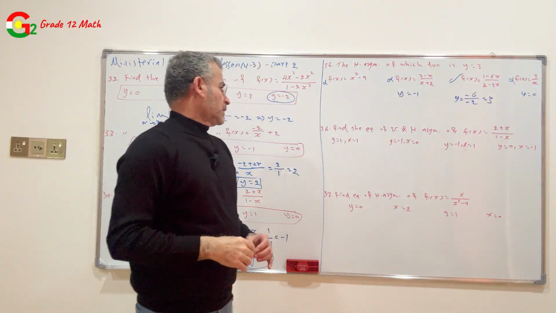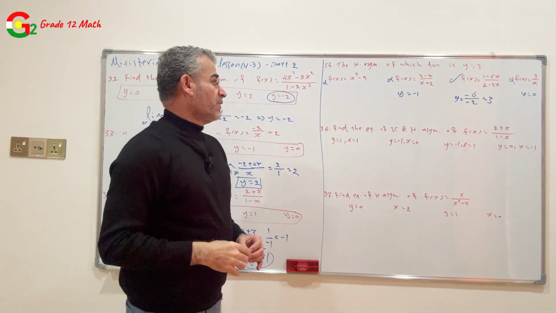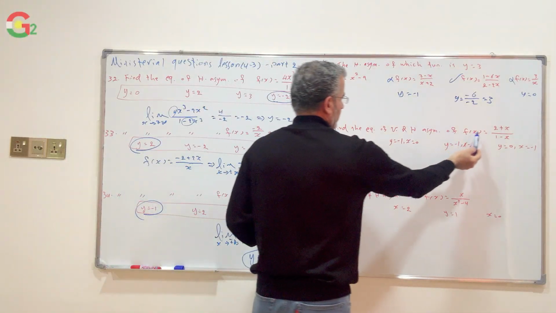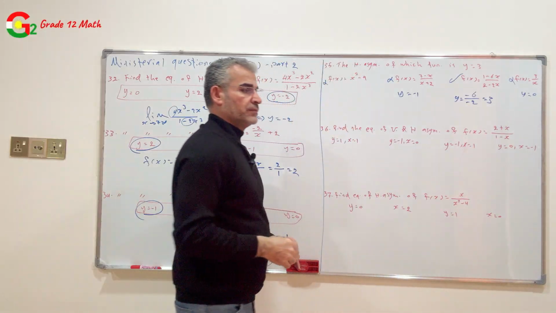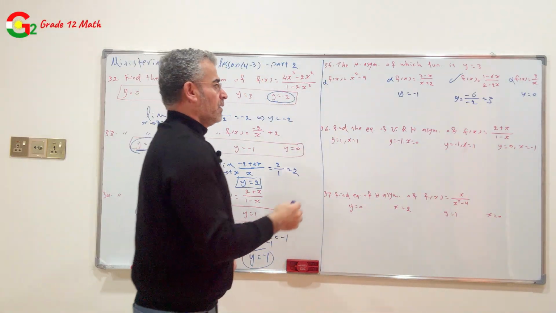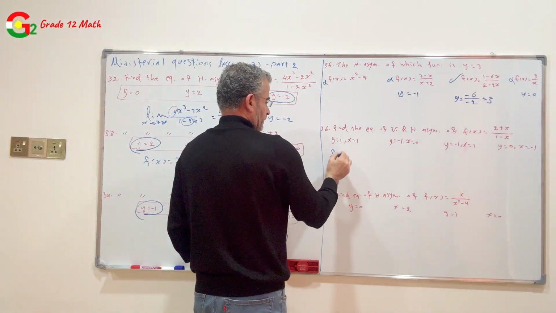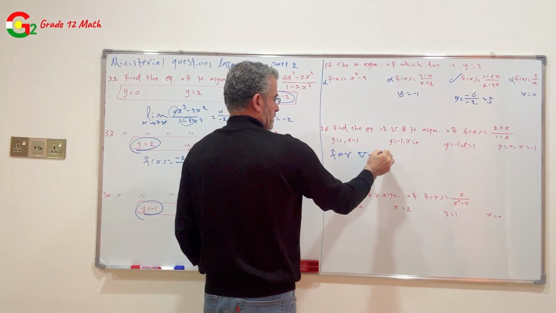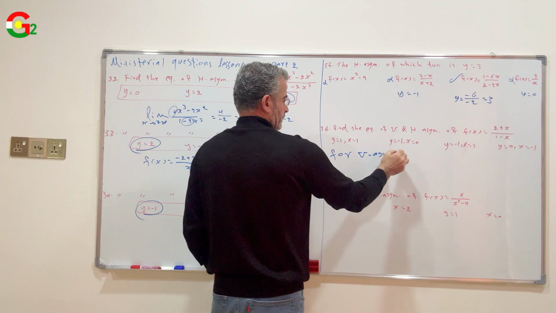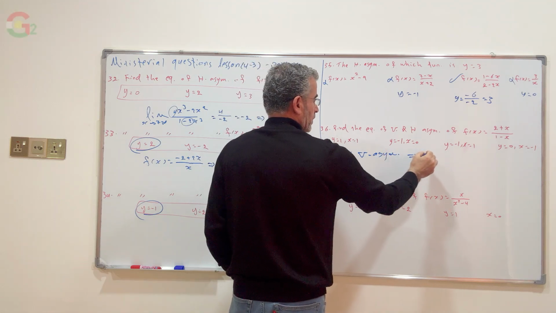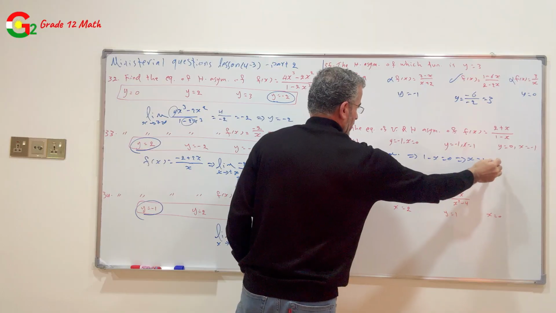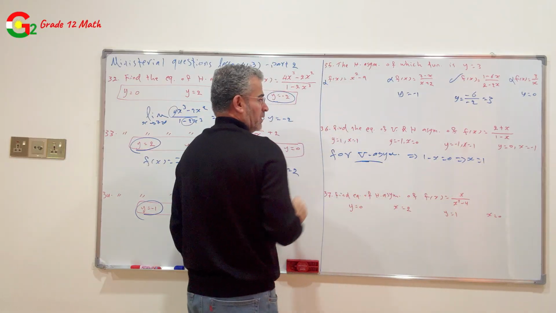Question number 36. Find the equation of the vertical and horizontal asymptote for the function f of x equal 2 plus x over 1 minus x. For the vertical asymptote, set the denominator equal to 0. This means 1 minus x equals 0. Therefore, x equals 1 is the vertical asymptote for this function.